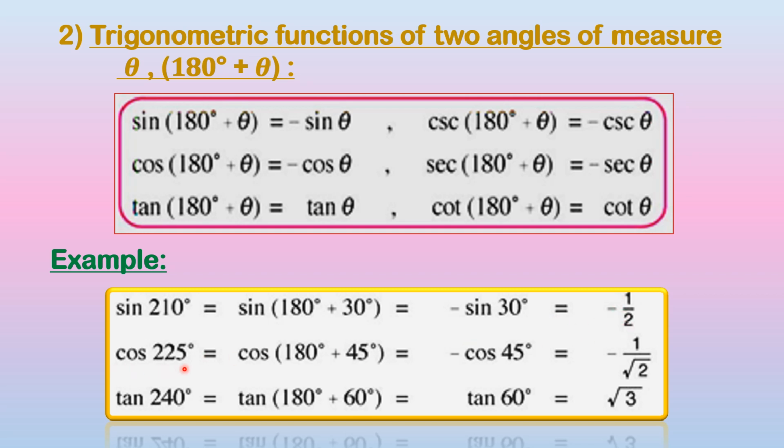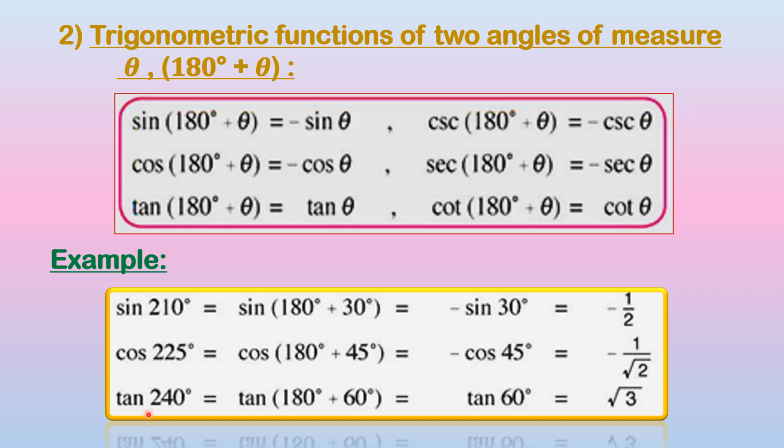Cosine 225. 225 is in the third quadrant, so we put instead of it 180 plus 45. So it will be cosine 180 plus 45, which equals negative cosine 45, because cosine's sign is negative in the third quadrant. That equals negative 1 over square root 2.